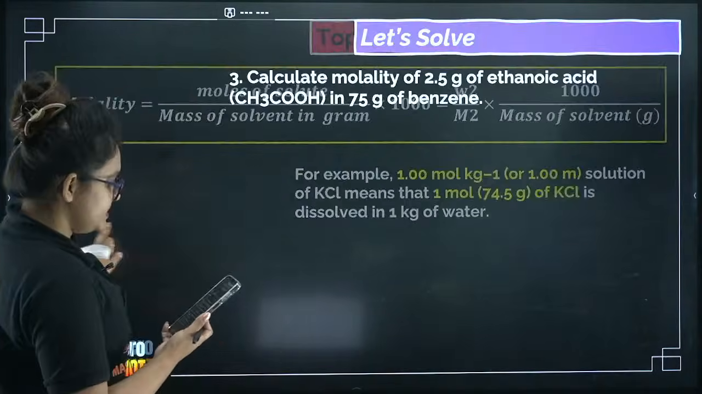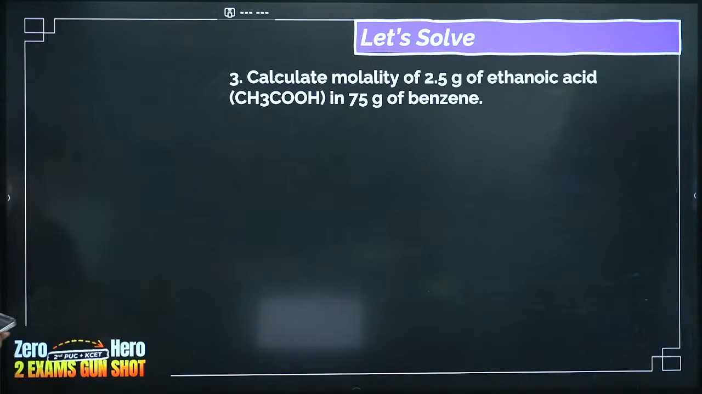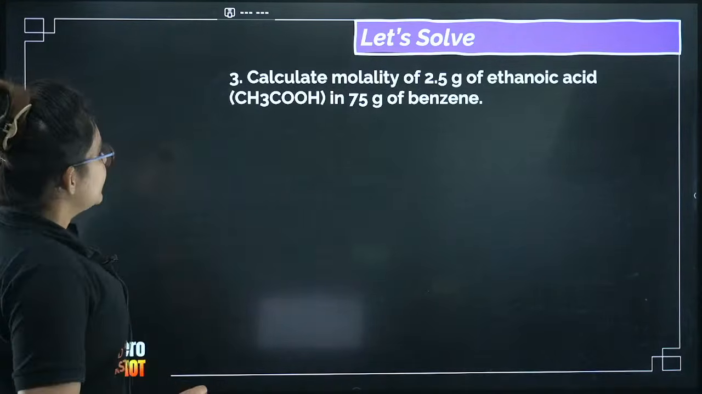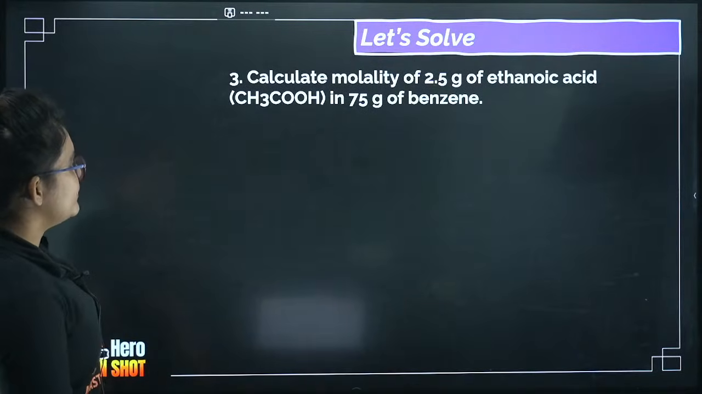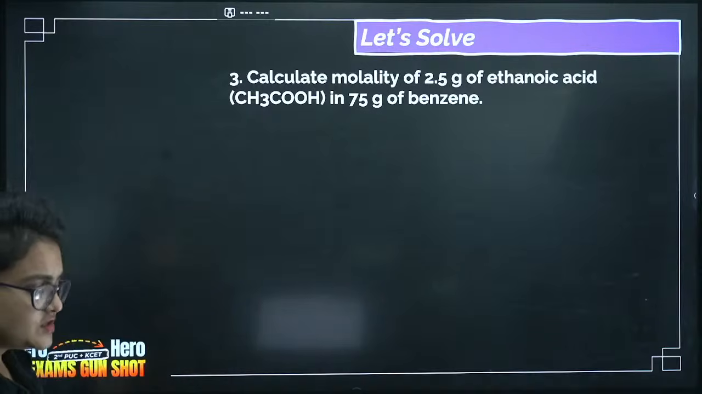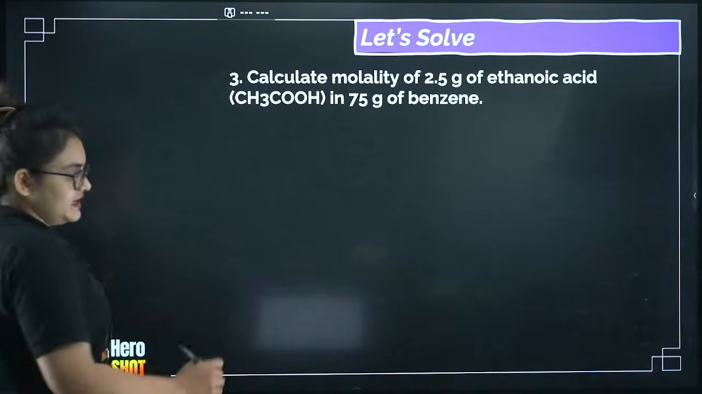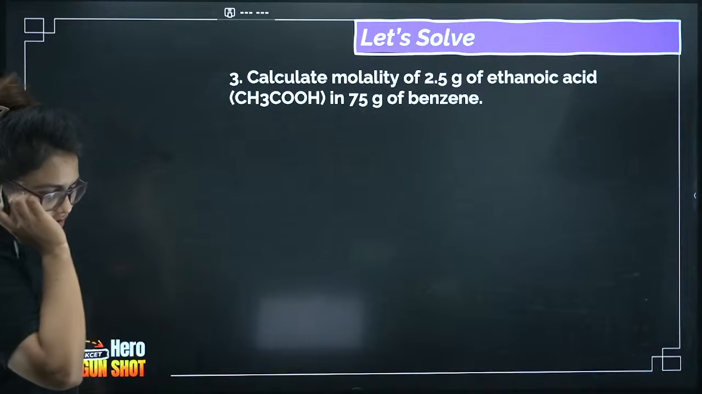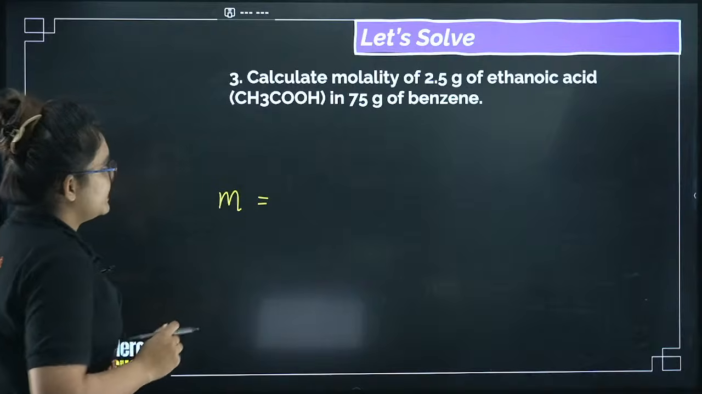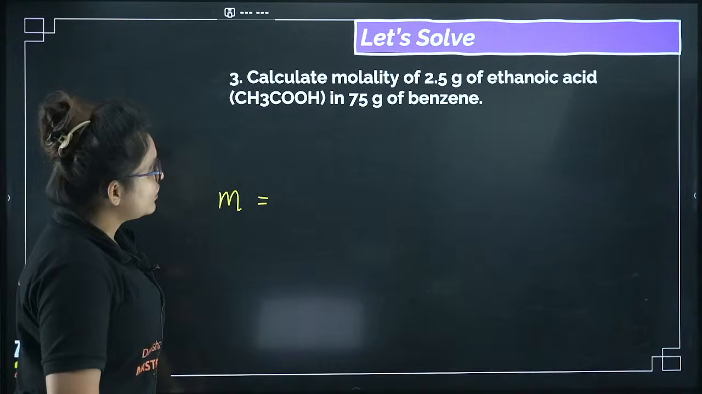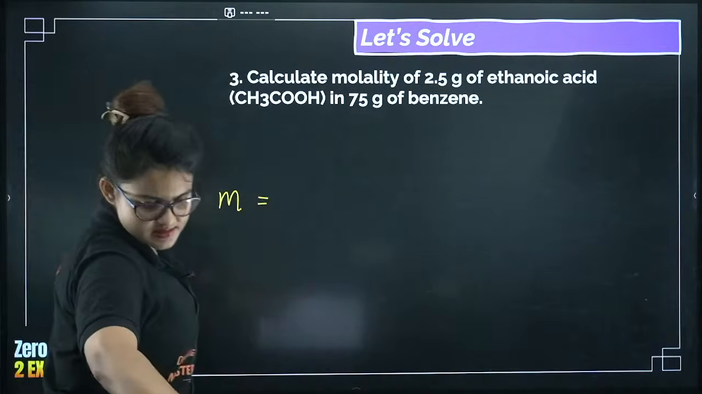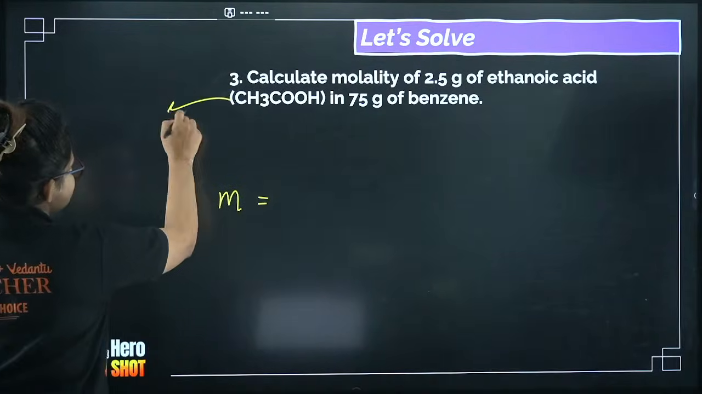Okay, let's proceed. Here you can see this is one numerical problem once again. Calculate the molality of 2.5 gram of ethanoic acid in 75 gram of benzene. So now you can do it nicely, directly just apply the formula over here. So molality, I can write it in this form. I need the molecular weight of ethanoic acid. So molecular weight of ethanoic acid is 60.06.